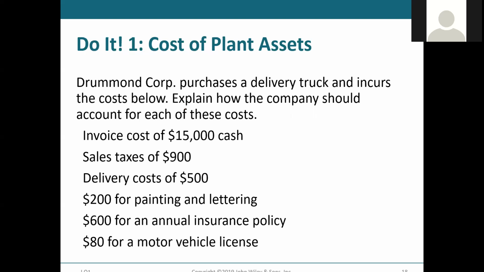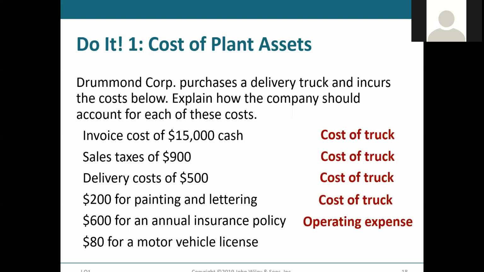To buy or to lease. Drummond Company purchases a delivery truck and incurs the cost below. Explain how the company should account for each of these costs, okay? The $600 insurance policy, let's see what they do with that. We know the others are included. Yep, now they're back to an operating expense.